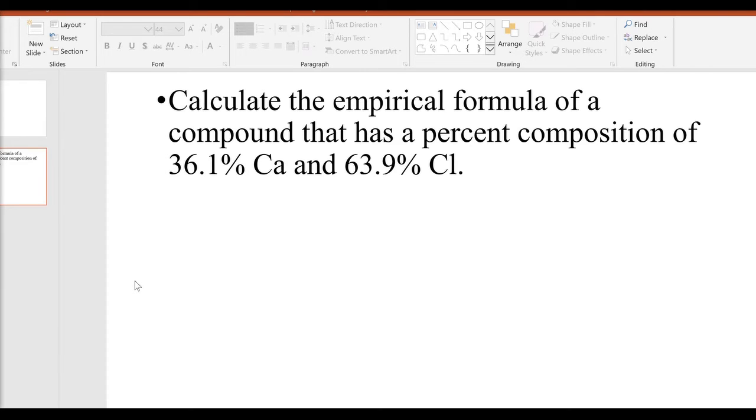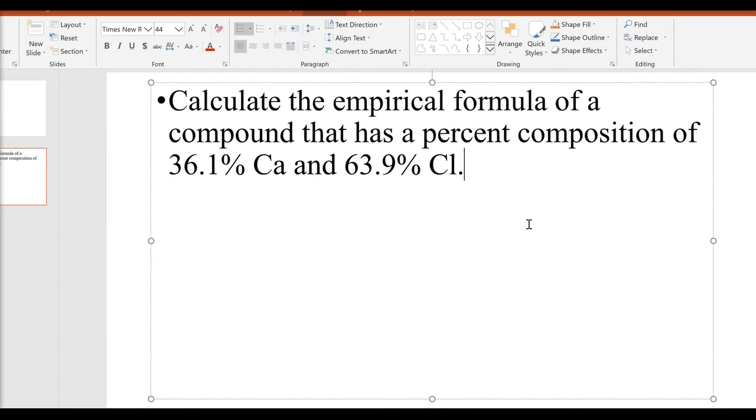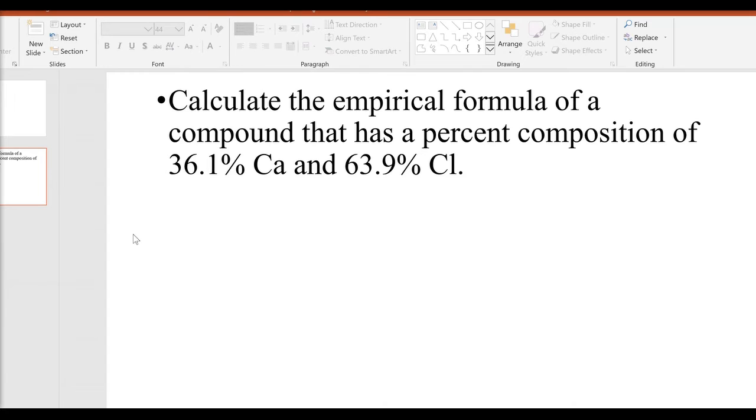Alright, so for the next question, I'll just do about 3 overall. This is the second one. So the second one reads, calculate the empirical formula of a compound that has a percent composition of 36.1% calcium and 63.9% chlorine. Again, your questions basically give you the percent compositions of each element. Your job is to find the empirical formula, which is this important part right here. Okay, guys? So that is the only thing that I have for now. Let us get to the solving portion.